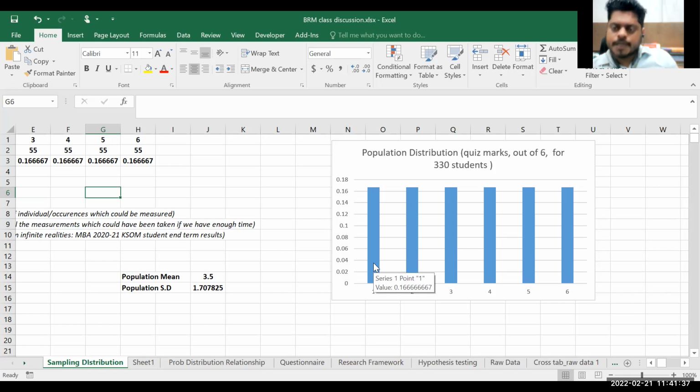But for what am I creating that distribution? For the population. For the question which I am discussing, my population is 330 MBA students, right? So for me, I have taken that as a uniform distribution. Whenever I'm plotting the information about the population, that shows me a population distribution. The distribution can be different. It can be normal, uniform, or a beta distribution.